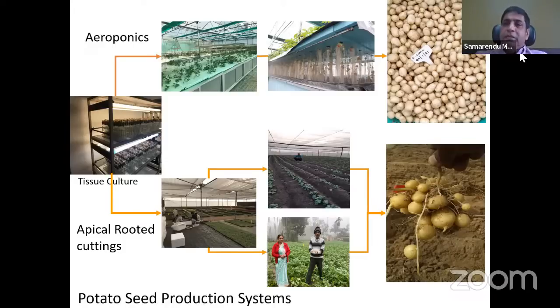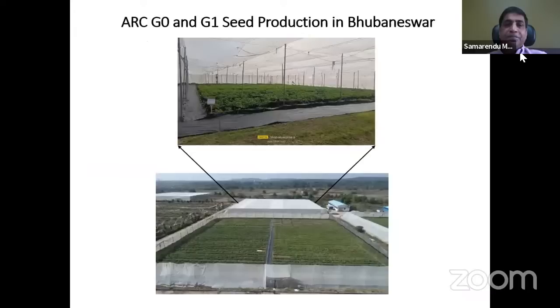This technology has the potential to decentralize the seed system from a few companies to thousands and thousands of smallholders and FPOs. They can produce seed for their farmers and sell it at a much lower rate, and the quality is also guaranteed, compared to right now. There is no guarantee on the quality. The potato seed sold in the market is called truthfully labeled. It's not certified, it's truthfully labeled. They're labeling it based on some truthfulness.